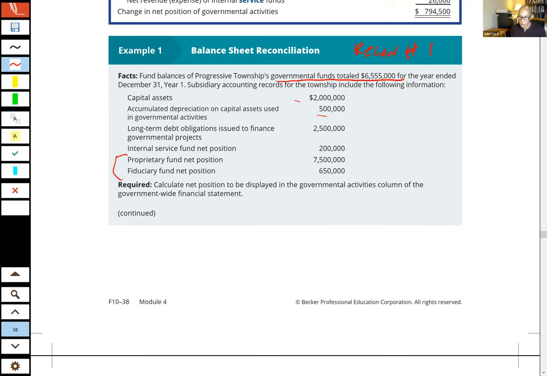Question. Again, I don't think you're going to get comprehensive questions on the reconciliation. You'll get a multiple choice question that'll ask you maybe one or two items, reconciling items, and you'll be in good shape.